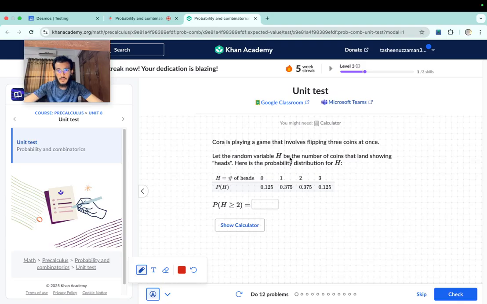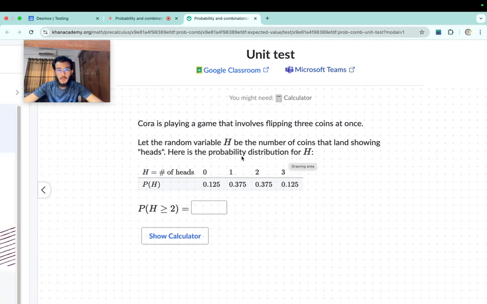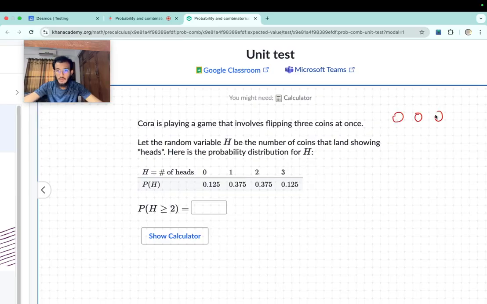For the first question, Cora is playing a game that involves flipping three coins at once. Okay, you have got three coins that you will flip at once, and let the random variable H be the number of coins that land showing heads. Here is the probability distribution for H. So H equals number of heads. If the number of heads is 0, this is the probability, and so on and so forth for 1, 2, and 3.